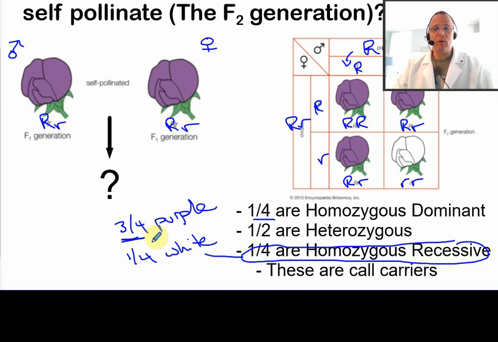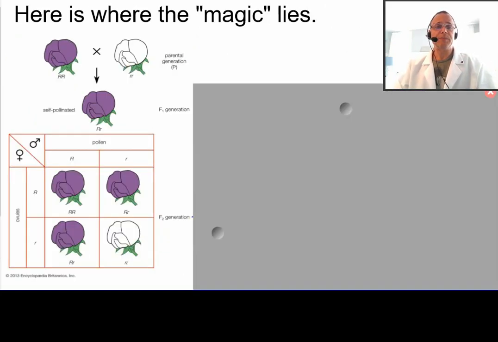But of that three quarters, actually one half of them were heterozygous, which means we had the big R, little r, and one quarter of this three quarters was homozygous dominant. So big R, big R. And that's how our modern understanding applies to some of his work.